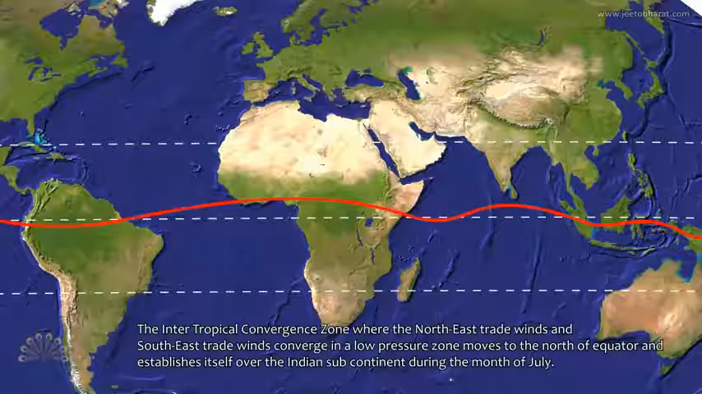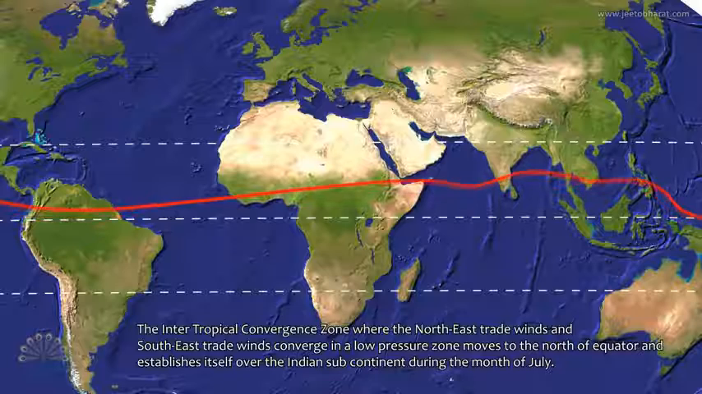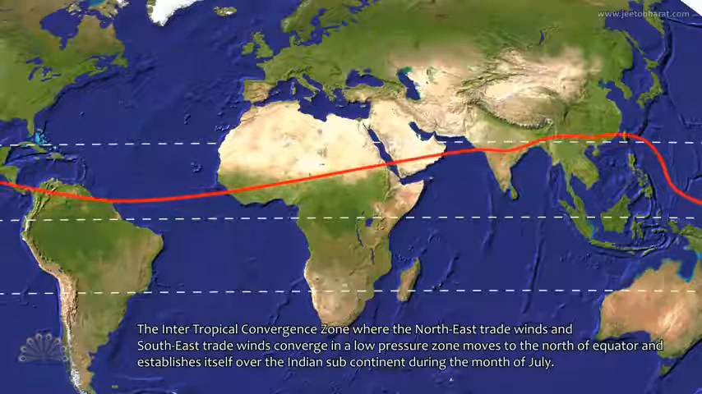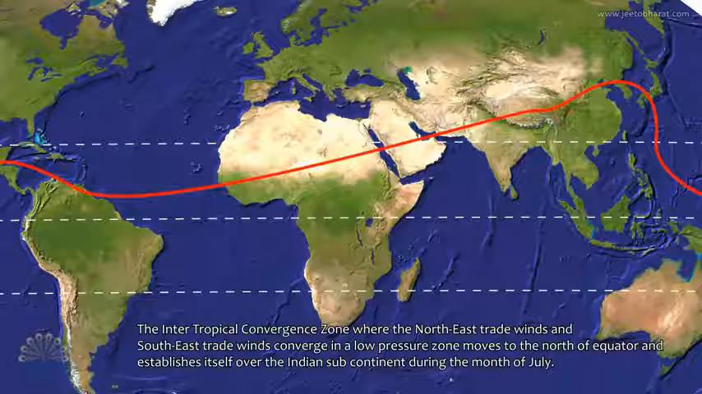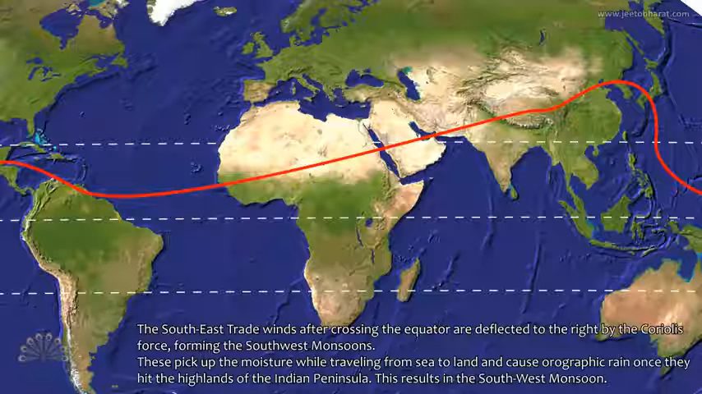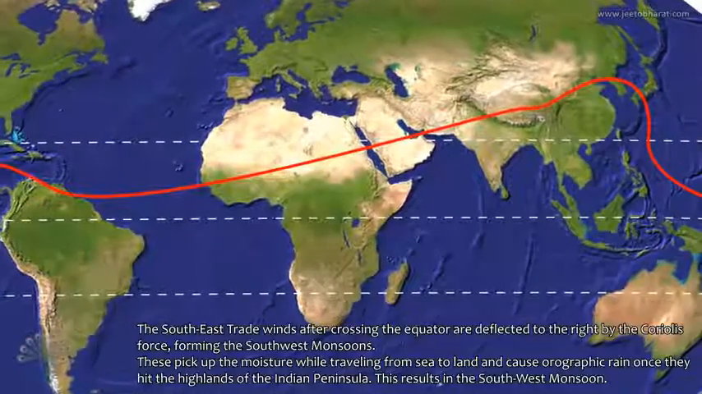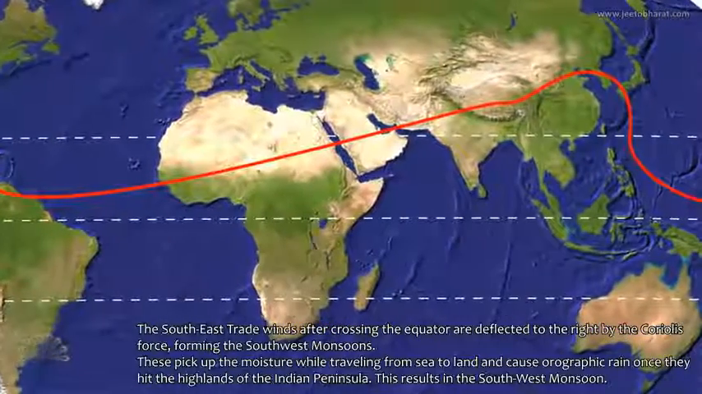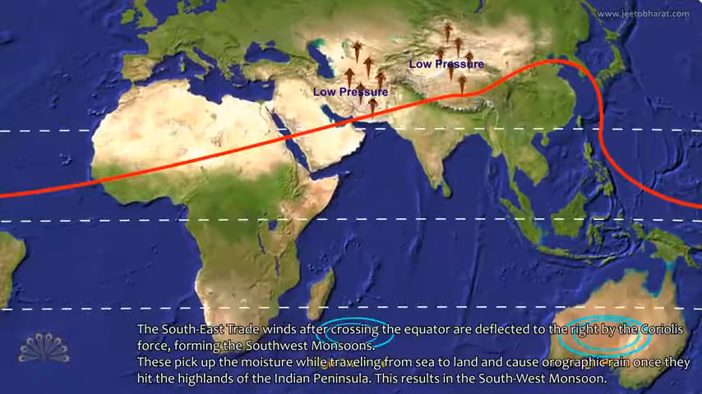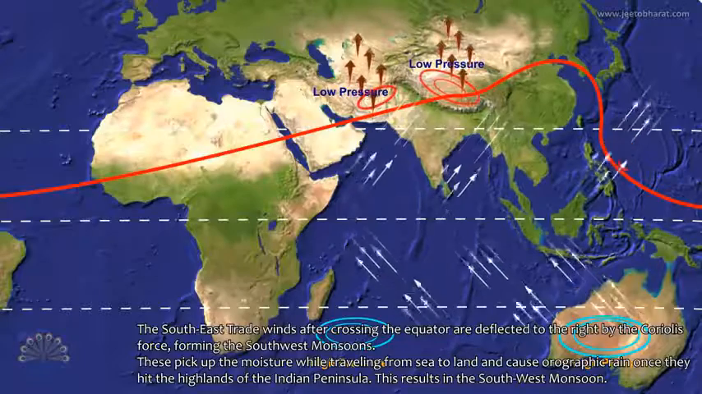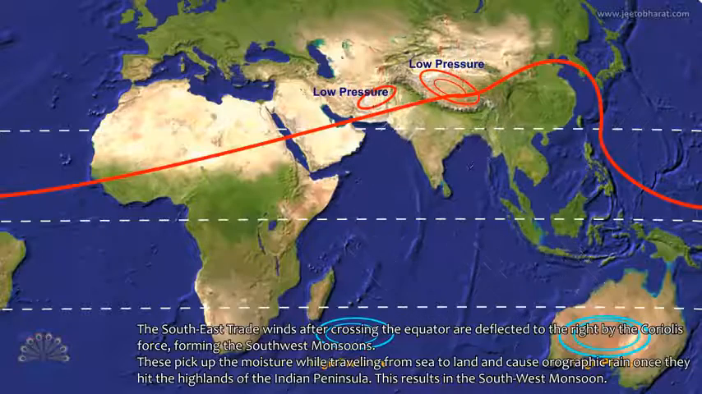The intertropical convergence zone, where the northeast trade winds and southeast trade winds converge in a low-pressure zone, moves to the north of the equator and establishes itself over the Indian subcontinent during the month of July. The southeast trade winds after crossing the equator are deflected to the right by the Coriolis force, forming the southwest monsoons. These pick up moisture while traveling from sea to land and cause orographic rain once they hit the highlands of the Indian peninsula. This results in the southwest monsoon.